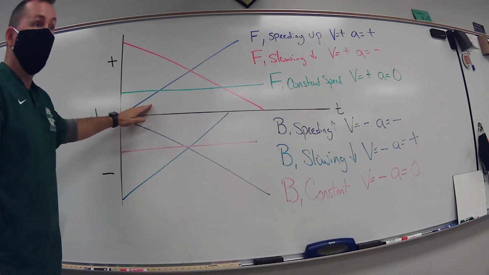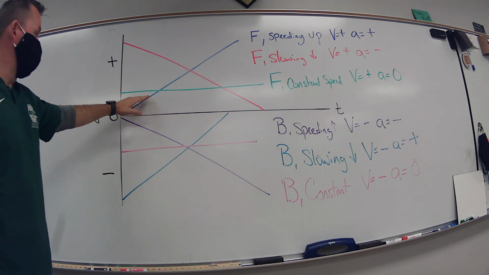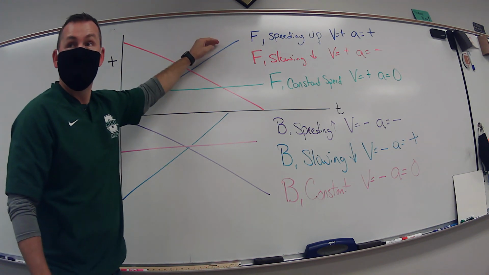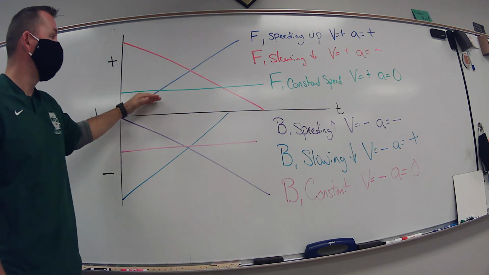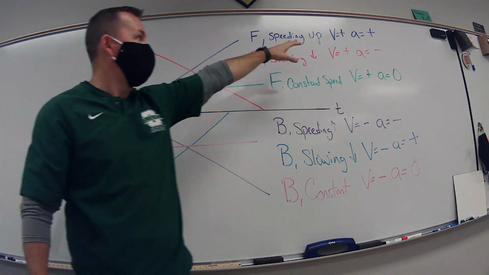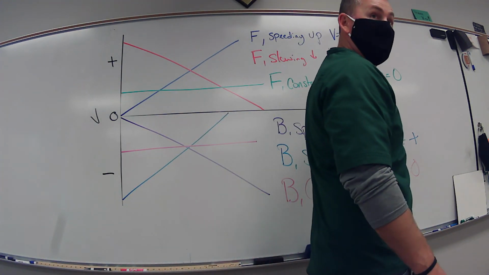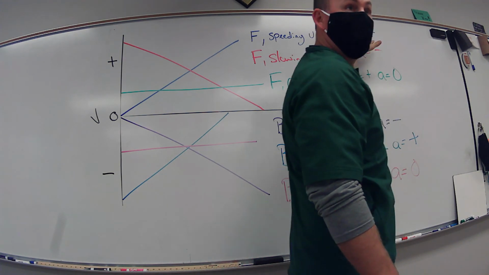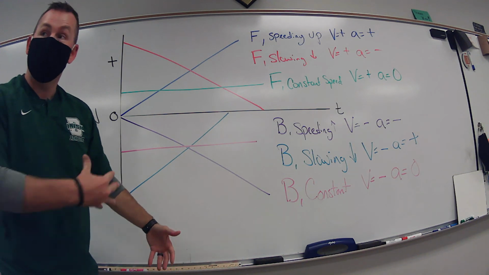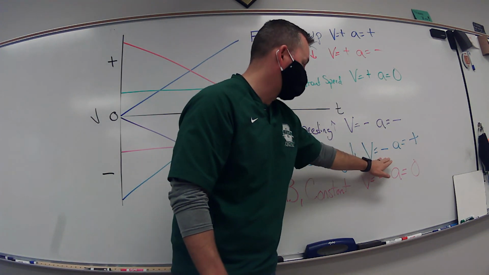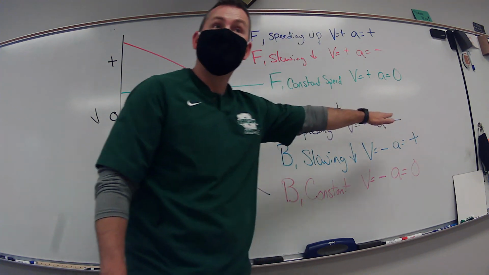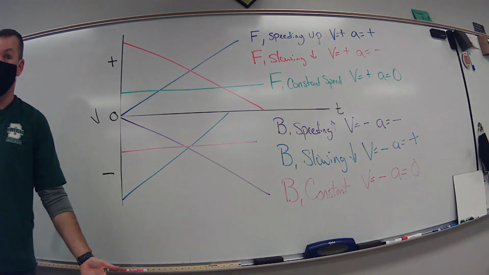If I'm going, we'll look at the blue line again, I'm going in the positive, away from zero, so that means that I am now speeding up. If I'm speeding up in the positive, I know my acceleration has to be the same. It has to be positive. If I'm speeding up in the negative, my acceleration has to be the same as the velocity. Velocity is negative, acceleration is negative. We all cool with that? Everybody good?